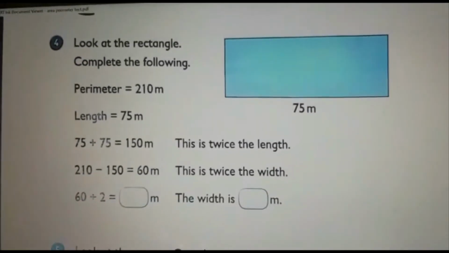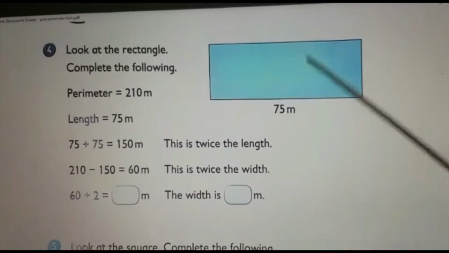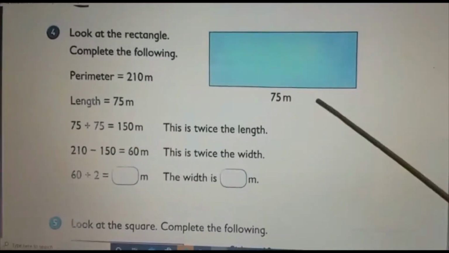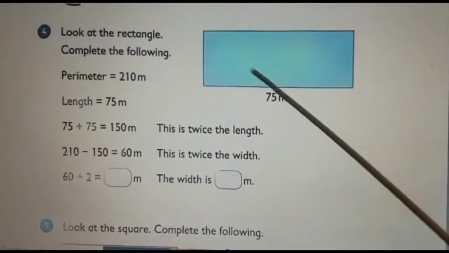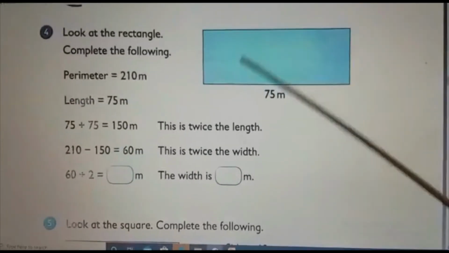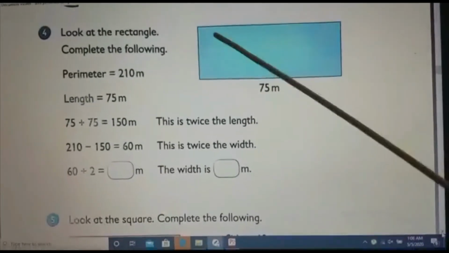Look at the rectangle. Here a rectangle is given. Complete the following. Before starting, just have a look here. Here 75 meter is given. So what will be this opposite side? It also will be 75 meter. Why? For a rectangle these two sides are the same and these two sides are the same. Opposite sides are the same.